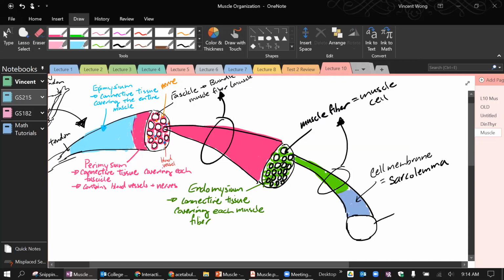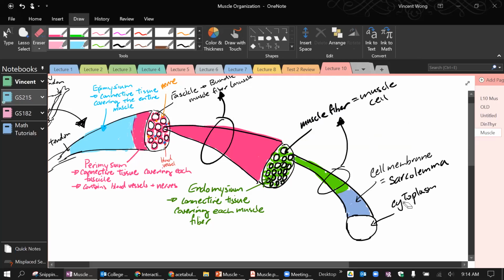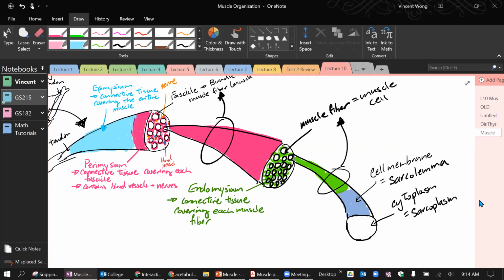And the inside here, that will be the cytoplasm, right? Cytoplasm, with all the goodies that you will find in a cell: the mitochondria, the endoplasmic reticulum and all that stuff. Okay, so the cytoplasm is also going to have a special name, and it's sarcoplasm. Okay, everything is sarco. That's the prefix.